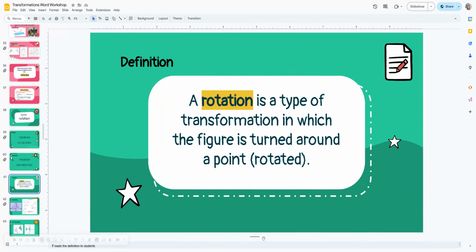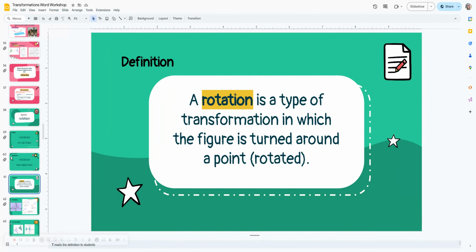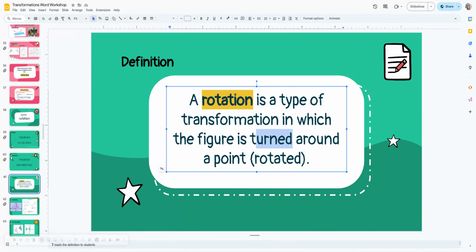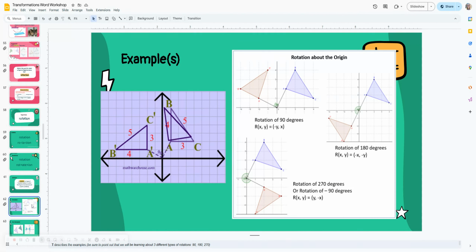Alrighty. The definition of rotate or a rotation is a type of transformation in which the figure is turned around a point or rotated around a point. Turned being that key piece here, the actual verb or action that's being done. So translation is to slide, reflection is to flip, a rotation is to turn. Okay, we see examples here.